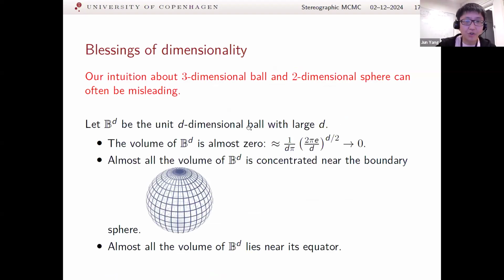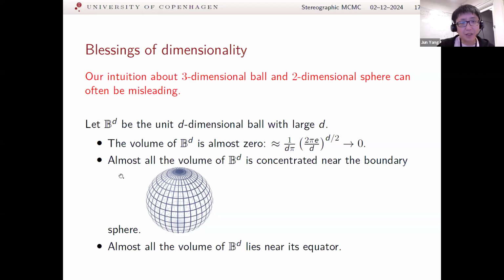So imagine you have a unit ball in D dimensions, where D is very large. The first fact is that the volume of this high dimensional ball is almost 0. Actually, the volume of this ball takes a maximum at dimension 5, and after you increase the dimension further, the volume decreases really fast. If you look at this approximation, there's a power term d, but also in the denominator there's a d. So it decreases even faster than an exponential rate. That's the first fact.